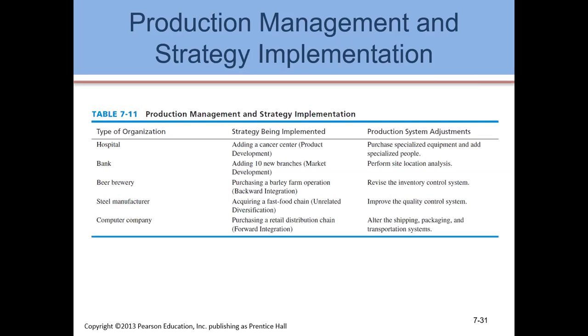Looking at the computer company example, like purchasing a retail distribution chain, which is a forward integration discussion, the production system adjustment in terms of strategy implementation would be altering the shipping, packaging, and transportation systems. So this is how the implementation is in association with the strategy based upon the type of organization we are talking about.